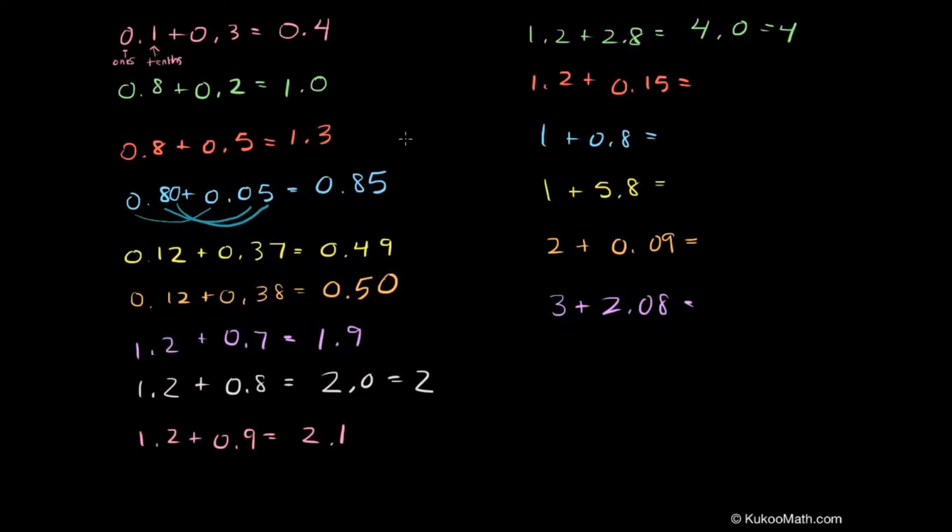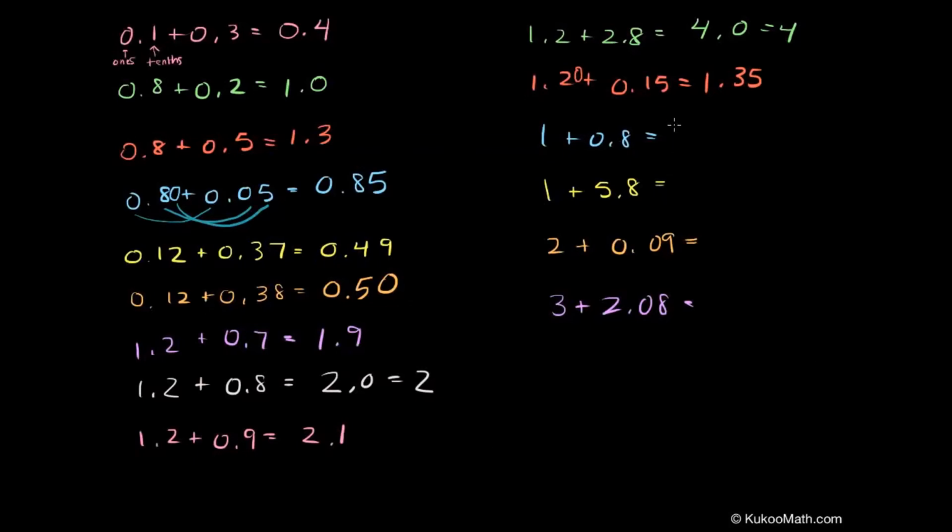1.2 plus 0.15. Again, add corresponding places. Because there are 2 decimal places here, we can just draw a 0 here as a reminder. And then we add respectively. 1.35 is our answer.